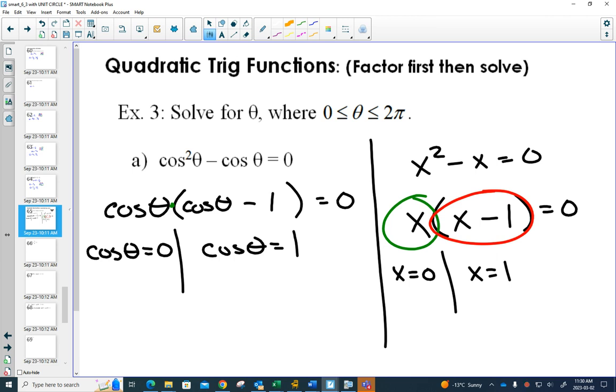We're not done yet because we haven't solved for theta. In grade 11, you would be done because you solved for x. But now we have to go to our pi plane. Is the x coordinate ever 0? Yes, at pi over 2 and 3 pi over 2. Is your x coordinate ever equal to 1?